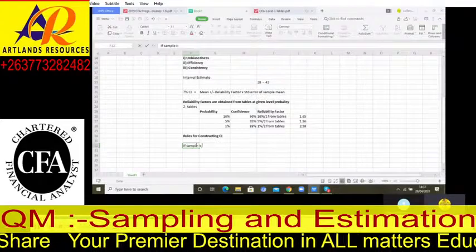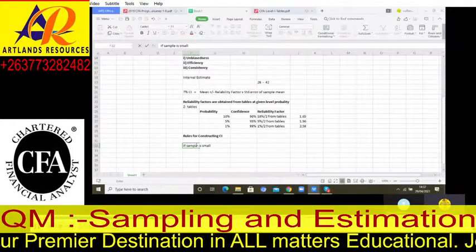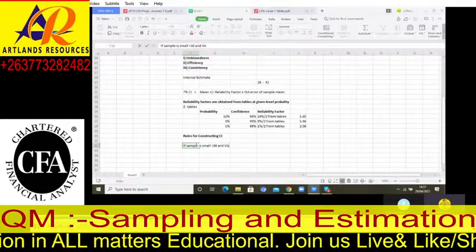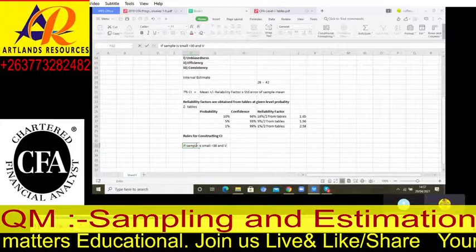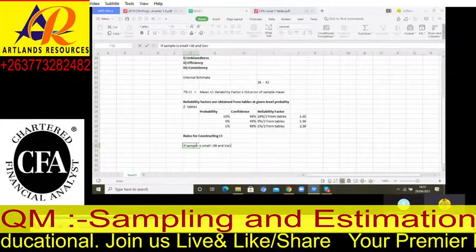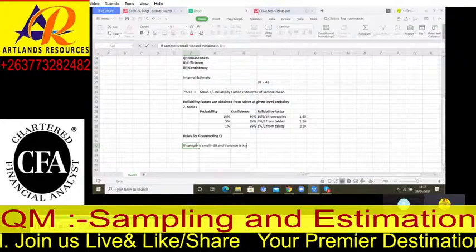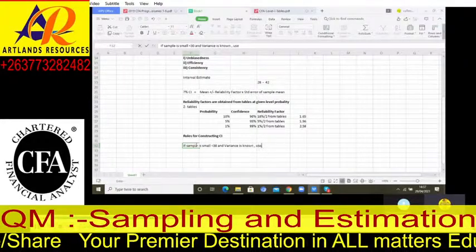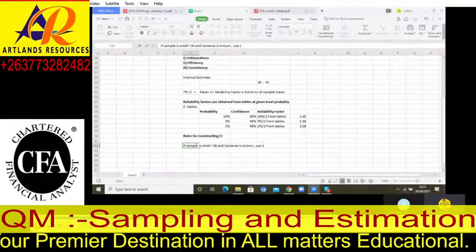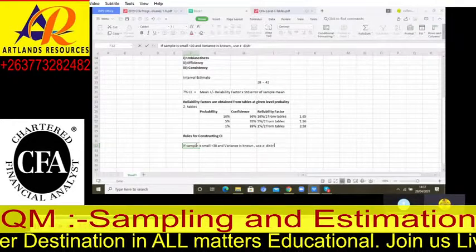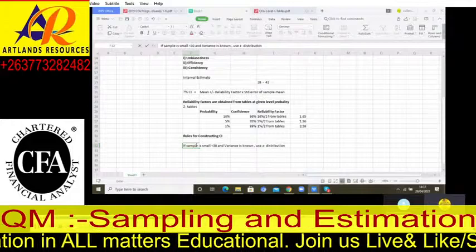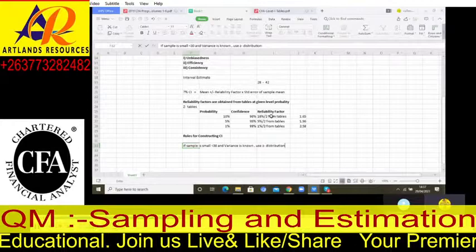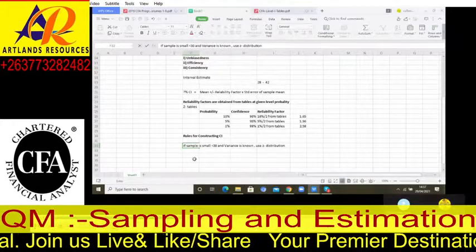if sample is small, by small we mean less than 30, and variance is known, then we use Z distribution. By saying we use Z distribution, we are saying we use Z tables, the ones I was using above there. Those are called the Z distribution tables.